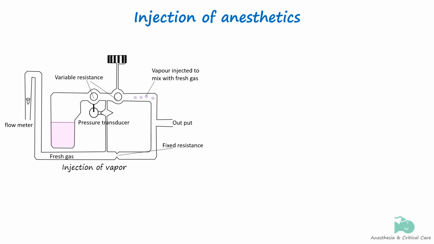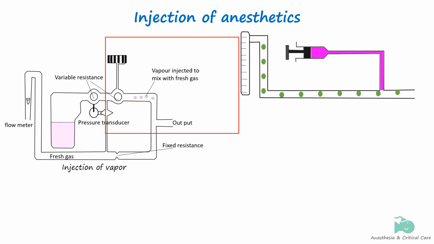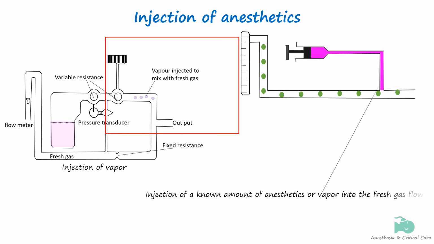The diagram on the left shows the complex design used in the Tec 6 Desflurane vaporizer, which is an injection type of vaporizer. The diagram on the right is the simplified version to show how, by injecting a known amount of anesthetic vapor into the gas stream, the desired concentration of output can be achieved. We will discuss this complex diagram when we see the Desflurane vaporizer.